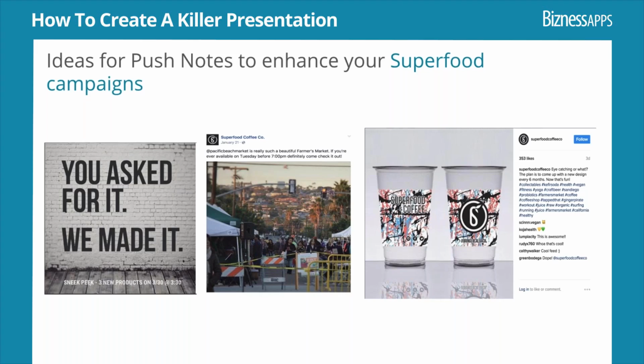So with these push notification ideas, we looked at their social media. They were a gold mine because they have a really good brand and they're very, very good marketers. I'd like to draw your attention to the middle one, to be able to say, hey, the Pacific Beach Market, which is one of the farmers markets they go to, is such a beautiful farmers market. If you're ever available on Tuesday before 7, definitely come and check it out. If you guys ever received that on your phone, you'd want to go there, wouldn't you? So same thing with their clients. They want to be able to notify them, and that goes back to the previous slide where we talked about emptying the kegs. So again, you see the correlation with their business.